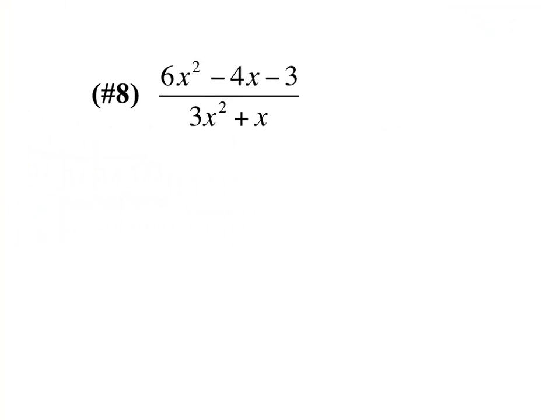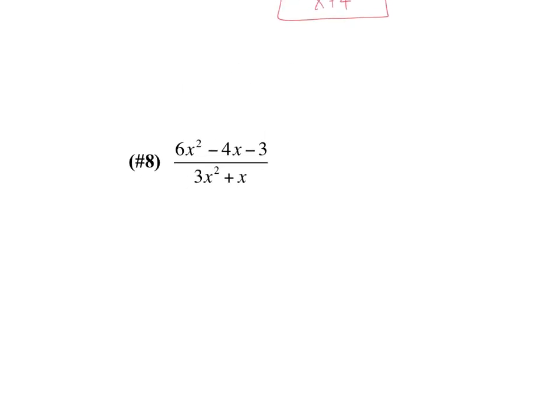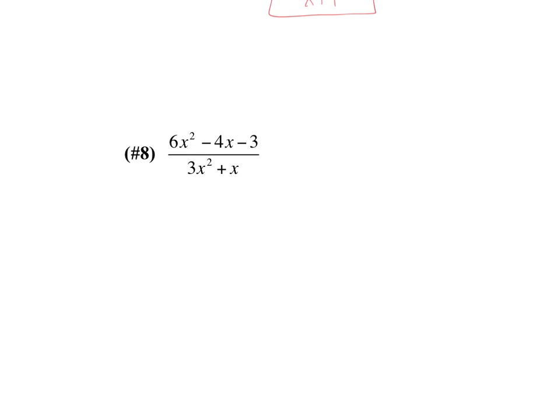Number 8, 6x squared minus 4x minus 3 all over 3x squared plus x. Is there a GCF we can pull out of these first of all? No, we cannot. Can we do any factoring here? Well, we have 6x squared minus 4x minus 3. There's 3 terms. It's not a perfect square trinomial because 6 and 3 are not perfect squares. We would try to do a smiley face method here.